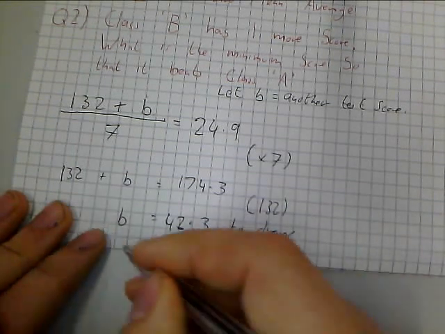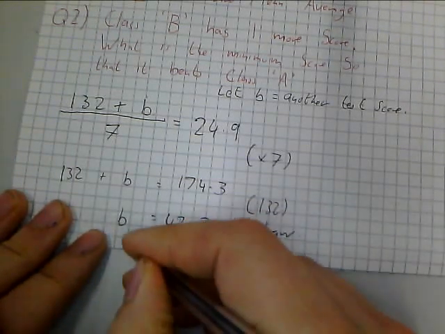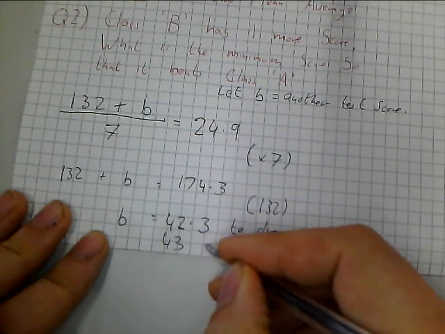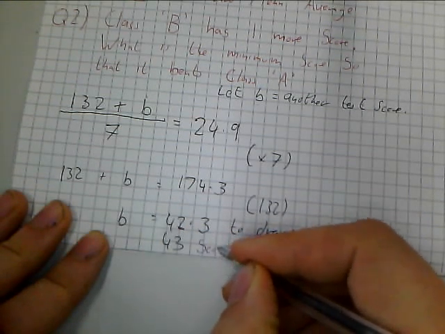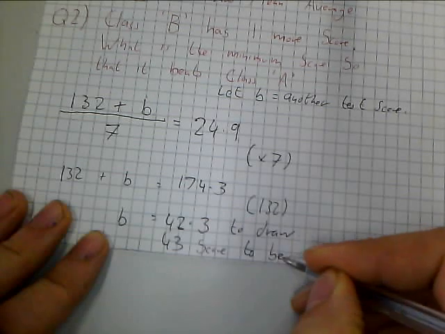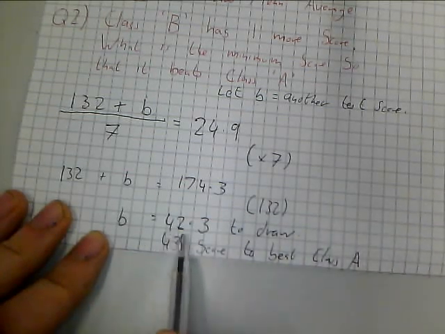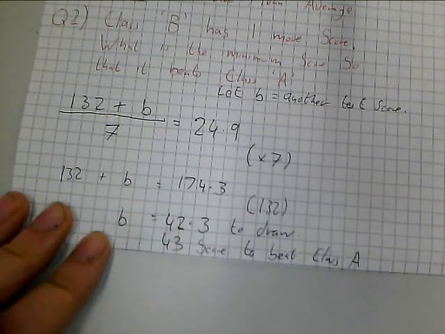Therefore, in order to win, the person has to have a score of 43 to beat class A, because that will bring the average slightly higher than that one.